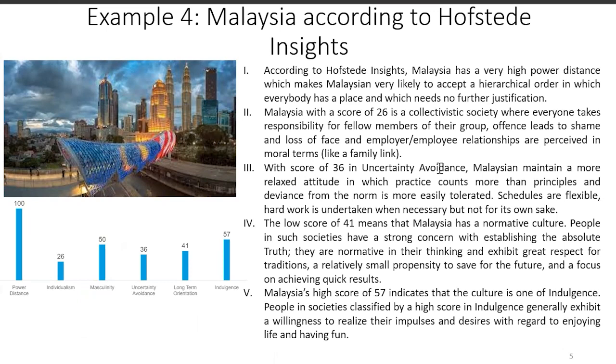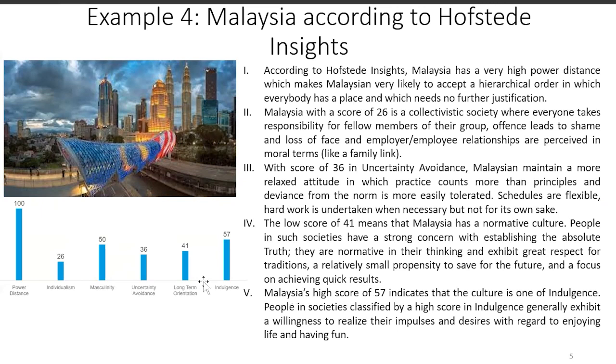We have an uncertainty avoidance score of 36, which means that we have a relaxed attitude, where practice counts more than principle and deviance from the norm is more easily tolerated. Schedules are flexible, and hard work is undertaken when necessary, but not for its own sake. We have a score of 41 in long-term orientation, which means we have a normative culture. People have a strong concern with establishing the absolute truth. We are normative in thinking, exhibit great respect for tradition, have a relatively small propensity to save for the future, and focus on achieving quick results.